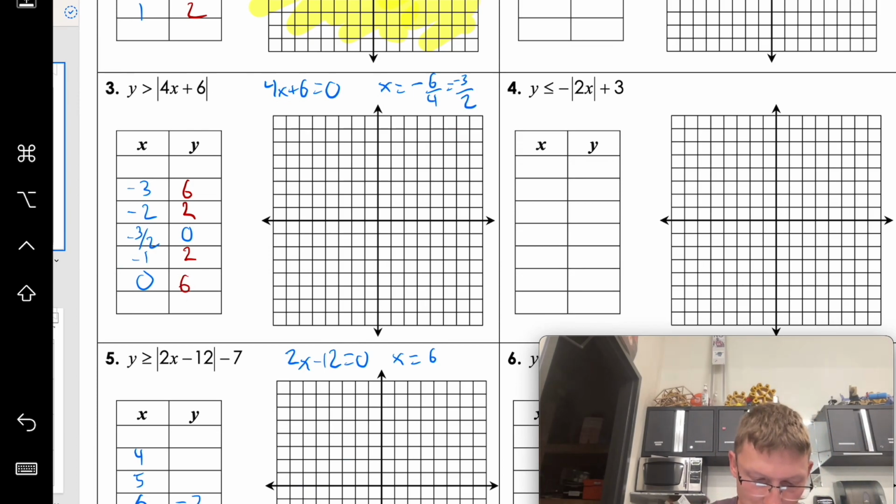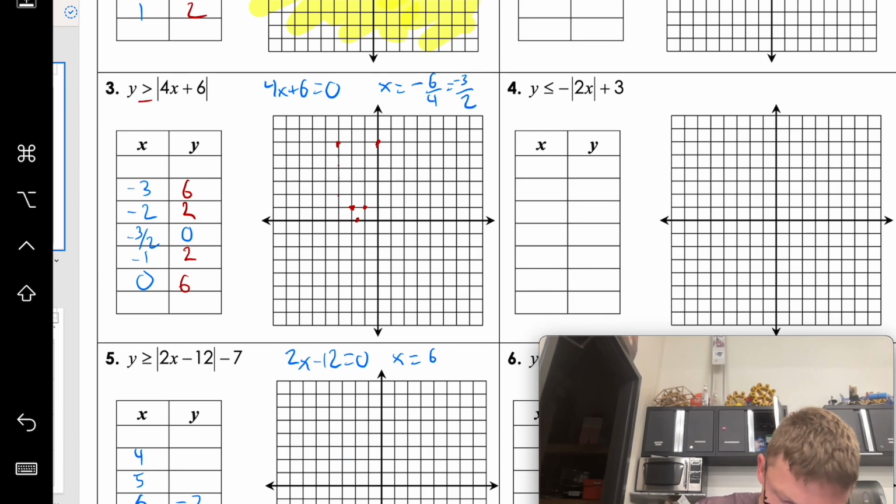And let's see here. So let's graph this. We've got -3 halves, which is like -1.5. Put a dot right there. And we've got -2, 2. -3, 1, 2, 3, 6. 1, 2, 3, 4, 5, 6. We'll do the same on this side.